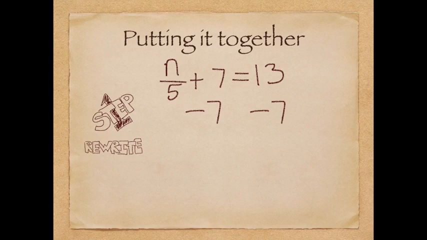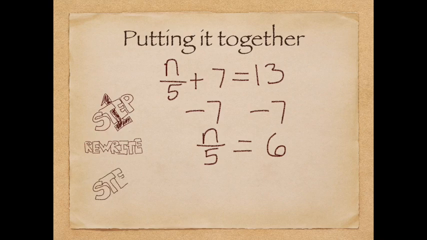So let's rewrite it. 7 minus 7 is 0. 13 minus 7 is 6. That leaves the n over 5 all by itself. The n divided by 5 is now by itself on the left, and the 6 is by itself on the right. How do we get rid of the divided by 5, the 1/5 that's sitting right there? Well, remember, we're going to do the inverse operation. And remember from our previous ones that this looks fairly similar to what we've been doing. We're just going to multiply in order to get rid of the division.